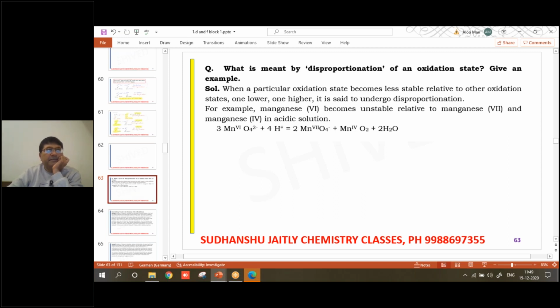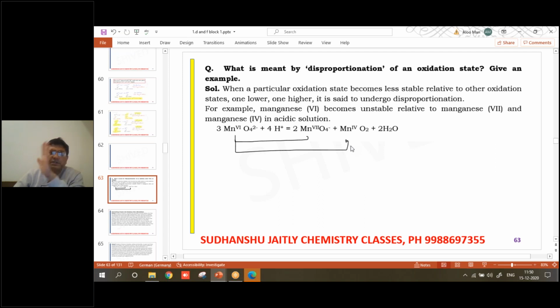What is meant by disproportionation of an oxidation state? Give an example. Disproportionation means one oxidation state changes from 6 to 7 and 6 to 4. You may be asked what is meant by disproportionation. Give 3 examples. So, beta, make a list of disproportionation reactions.